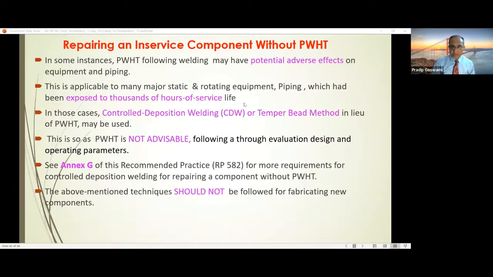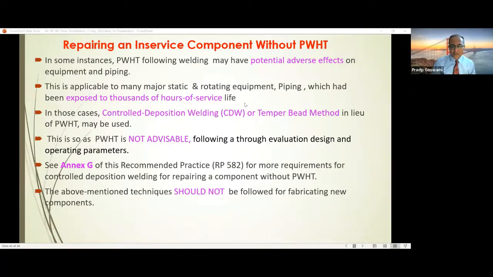And now, if you're doing a weld repair in situ, it is not always possible for you to do a post-weld heat treatment of the entire component, or it's not possible for you to do a post-weld heat treatment of the particular area which is being repaired. That is controlled by, why?